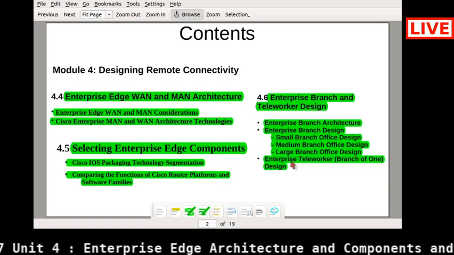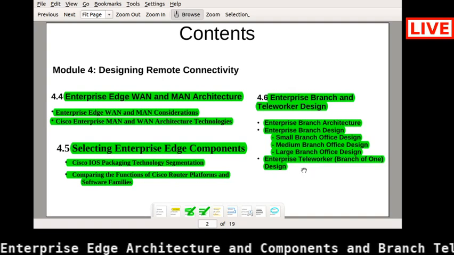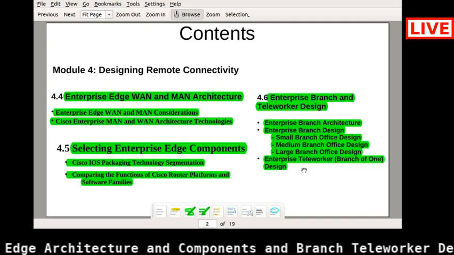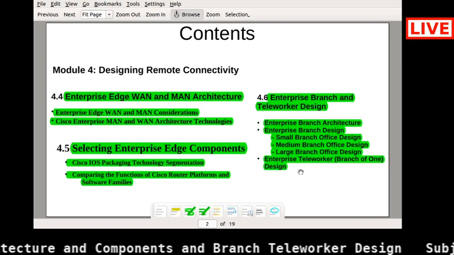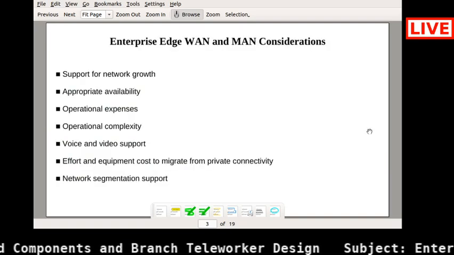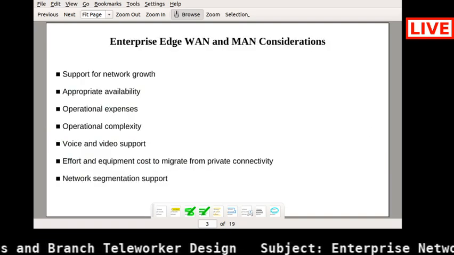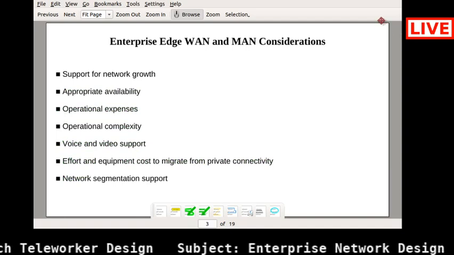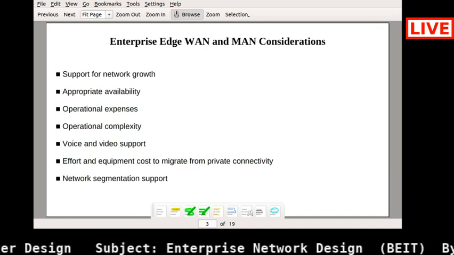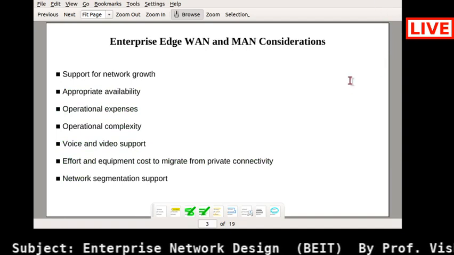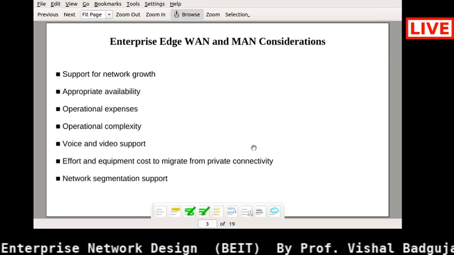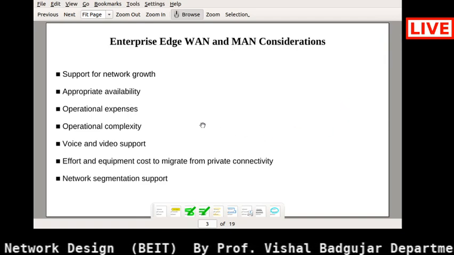Today's session is the last session for this chapter, module number 4, that is designing remote connectivity. So let's start. We will see what the different considerations are that you need to take care of while designing WAN and MAN architecture. I have listed here some of the considerations.